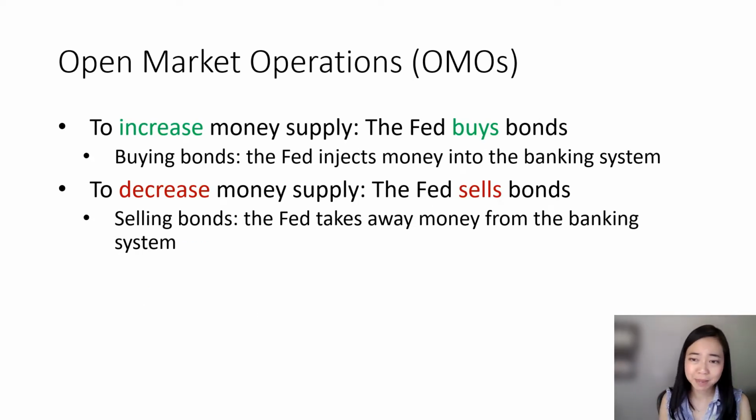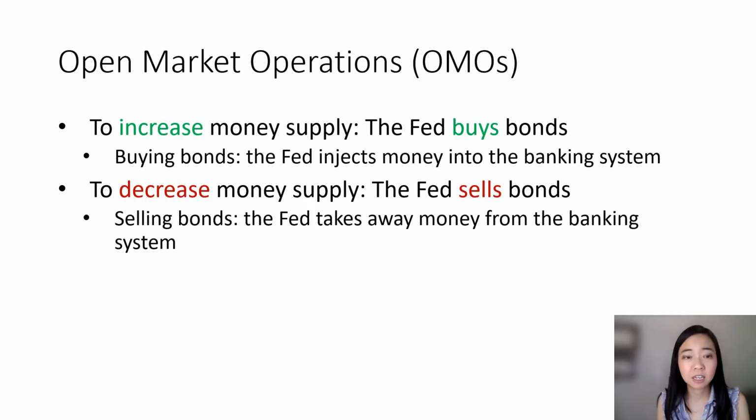It can be hard to remember when the Fed buys and sells bonds. So here is the intuition. If the Fed would like to increase money supply, it buys bonds. And by buying bonds, the Fed will have to pay you for the bonds. So the Fed will be injecting money into the banking system.